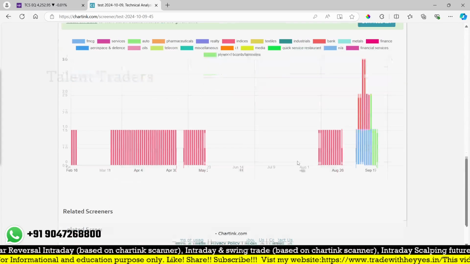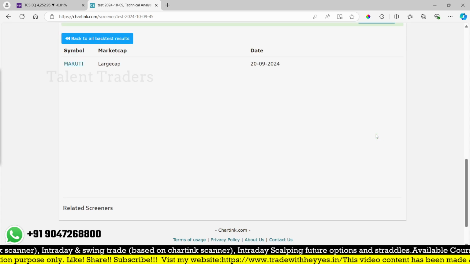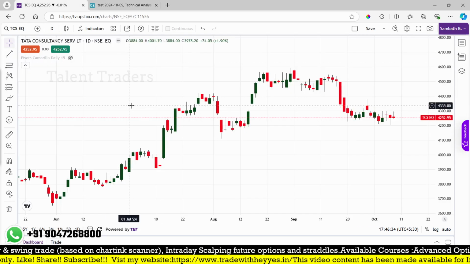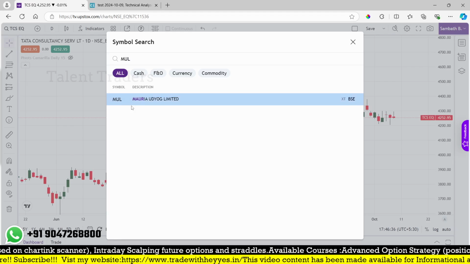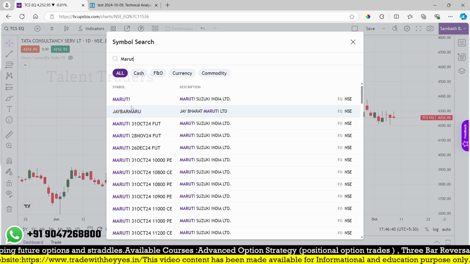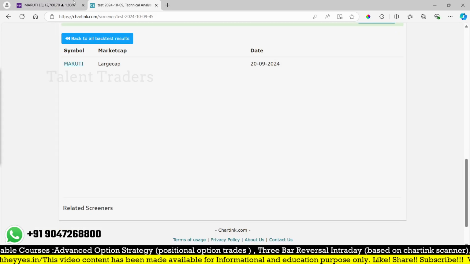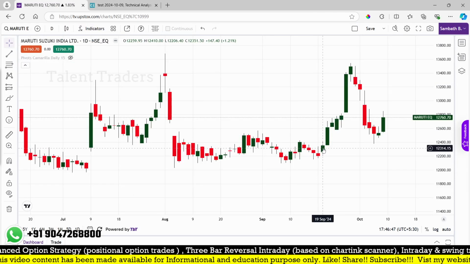So let me check any stocks. We can see here on September 20th, Maruti, which we already found in the 20 days also. Let me check Maruti, which formed a consolidation 20 days back. So it is happening on the 20th. So here is the 20th.